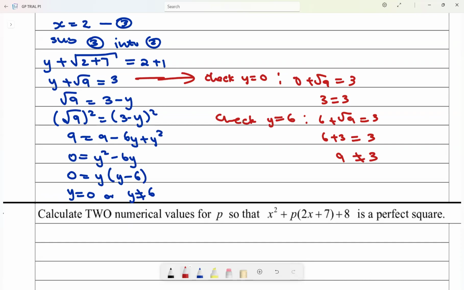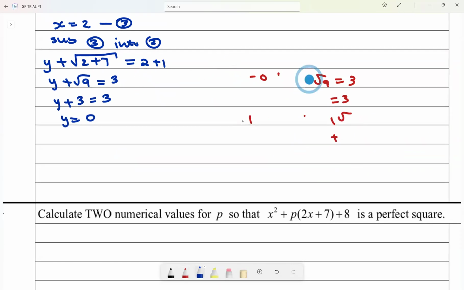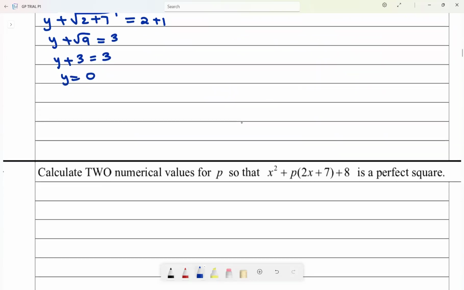I don't know why I'm playing so smart here. I could have come here, by the way. Some things are just basic and you like to complicate them. Y plus 3 is equal to 3. Square root of 9 is 3. And then y is equal to 3 minus 3, which is just 0. Sorry, guys. I'm supposed to make your life easy, but I'm making it difficult. Sorry.